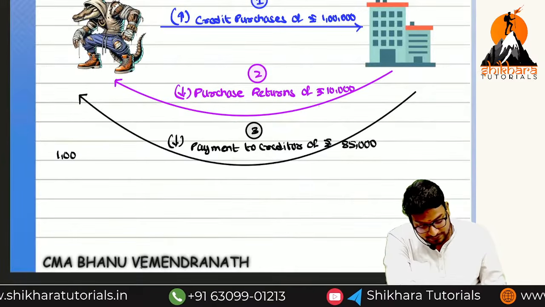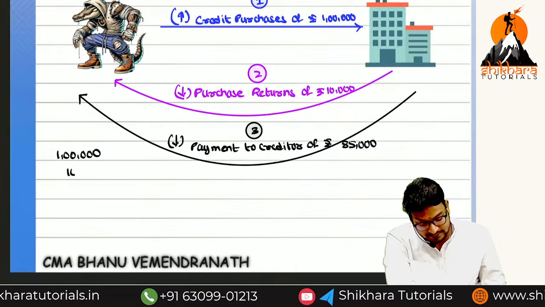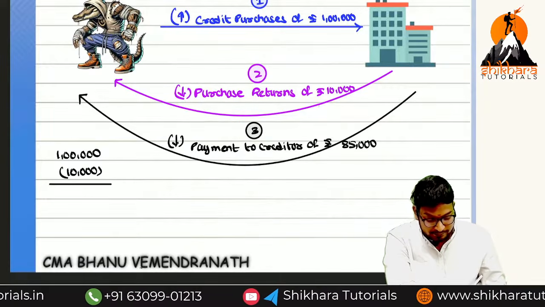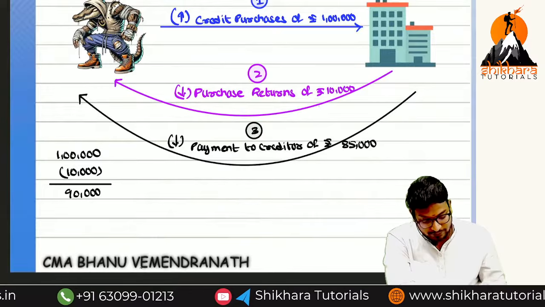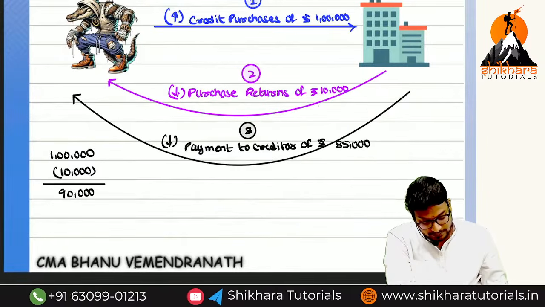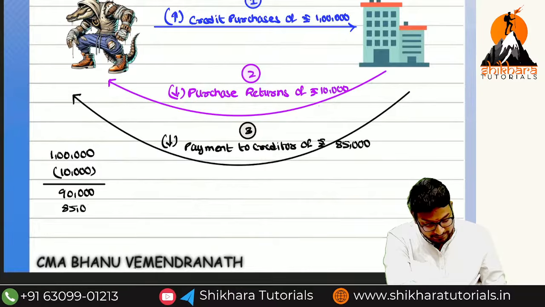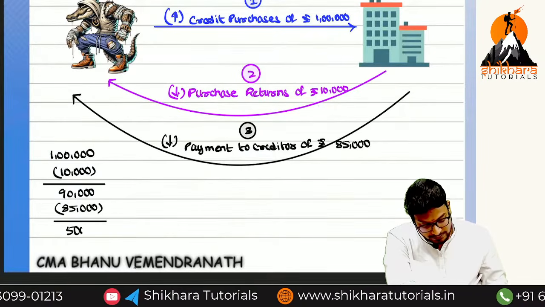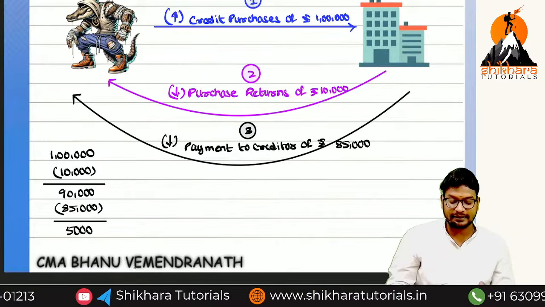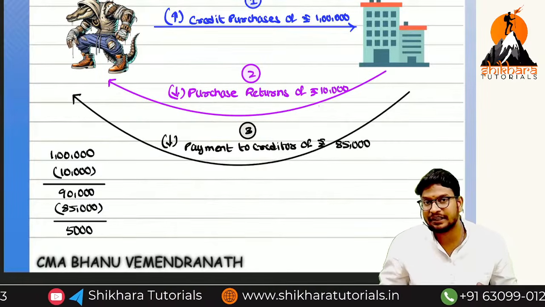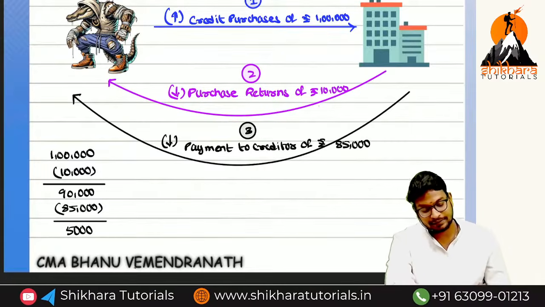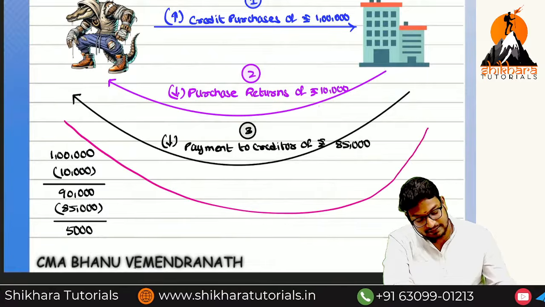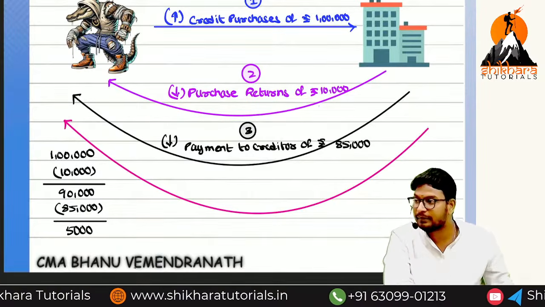Now can you say the balance? Initially we have 1 lakh. From the purchase returns the value decreases by how much? 10,000. The value becomes 90,000. Out of 90,000, how much have we paid? 85,000. The balance 5,000 we have. Yes or no? This 5,000 the creditor is giving as a discount. That means no need to pay. Even though you are not going to pay, the creditor value will increase or decrease? The creditor value will decrease.